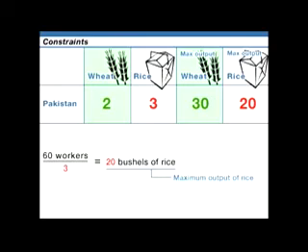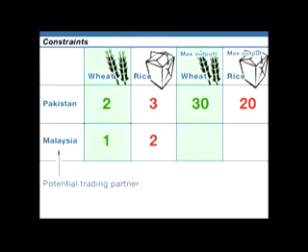Suppose instead all 60 workers are used to produce rice. Divide 60 workers by 3 workers per bushel of rice, and you get a maximum output of 20 bushels of rice. Therefore, we've got the constraints on production possibilities in Pakistan. 60 workers, 2 workers per bushel of wheat, 3 workers per bushel of rice. We're ready now to draw a production possibilities frontier for Pakistan's economy.